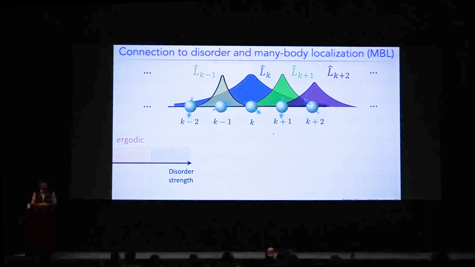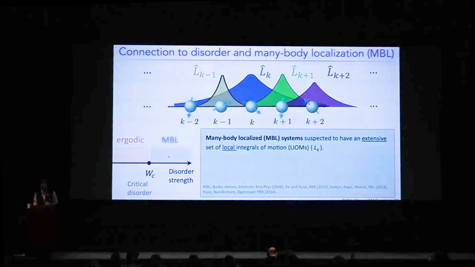When do such LIOMs occur? Well, one setting in which they tend to arise is when disorder is present in the system. And as a function of the disorder that is spatial, you might see more and more of these local integrals arise. In fact, many of you probably have heard of many-body localized systems or have done experiments on them, and at least a few of you here have participated in this. These many-body localized systems themselves are suspected to have an extensive set of local integrals of motion.